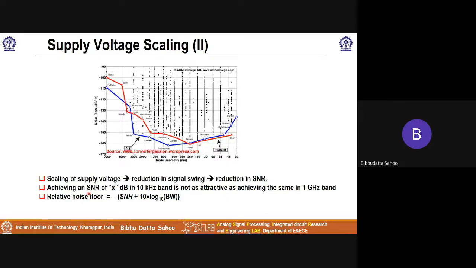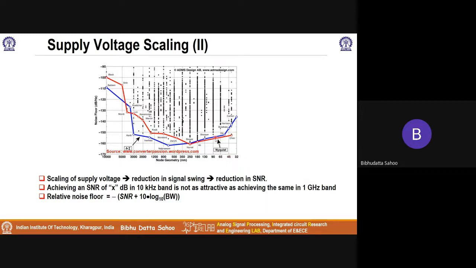Okay, achieving an SNR of X dB in a 10 kilohertz band, this is very important, is not as attractive as achieving the same in 1 gigahertz bands. Although this plot shows that noise floor scales down, all these ADCs which are defined by these dots are for different bandwidths. So somebody will say that I'm achieving a very low noise floor for a 10 kilohertz design, and somebody who achieves the same noise floor at a 1 gigahertz design, that is much more challenging. So this might not be a fair comparison, but it tells you roughly that scaling down becomes very challenging.